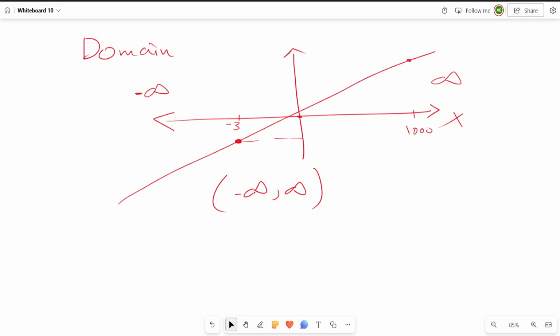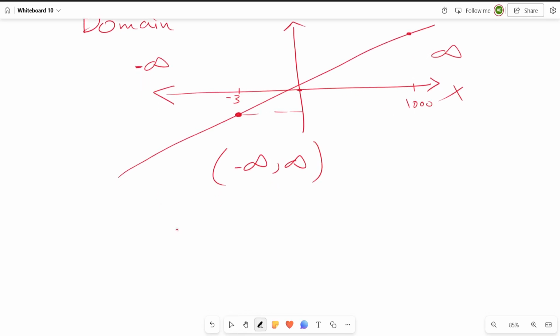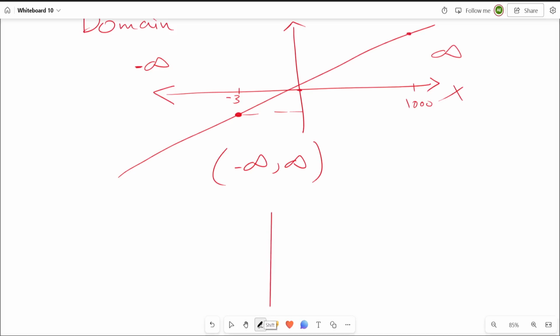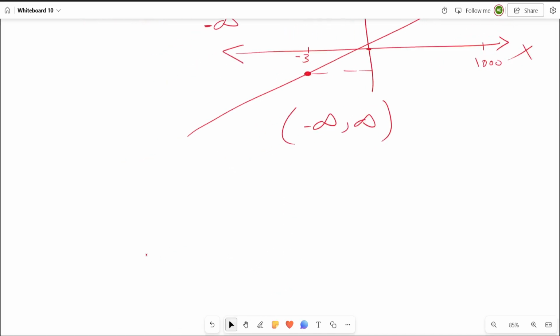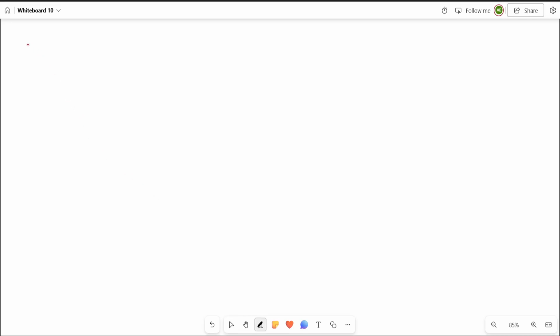Is this true for all functions? No, because some functions will have some restrictions. Like what? Let's start by taking a look at the function y equals square root of x. First of all, there is a restriction here. We can watch it graphically or we can analyze it algebraically. Let me tell you both ways.